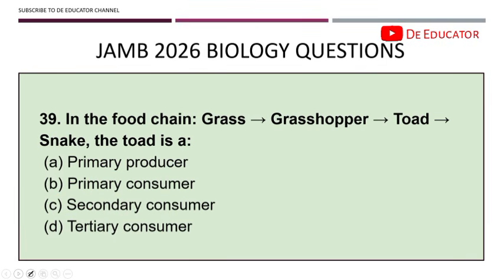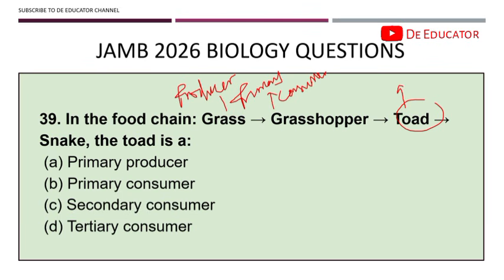All right, 39. In the food chain grass, grasshopper, toad, and snake, the toad is the what? Now, let's analyze. Remember, grass is a producer, right? Grasshopper will be a primary consumer. Then toad feeding on grasshopper will be a secondary consumer. So we have gotten our answer already. So toad is a secondary consumer.